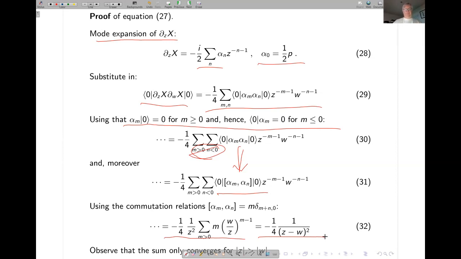up to a numerical factor. Now, since this infinite series is related by differentiation to the geometric series, it has the same radius of convergence. So this sum only converges if the modulus of z is larger than the modulus of w. I don't know whether you can read this, so I add this. This is for convergence. Sorry.